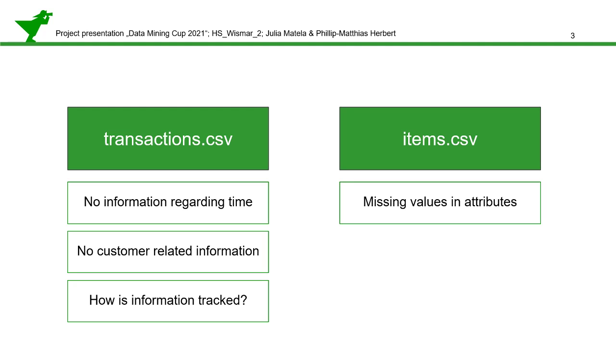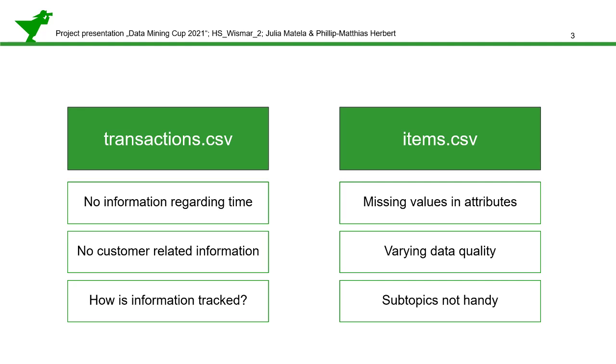The item table lacks in certain regards as well. For example, in the data quality. Missing values are not uncommon, however, they are still an issue. This varying data quality is evident throughout the data set in almost every attribute. Especially the attribute subtopics challenges it, as it needs more work in order to be used.